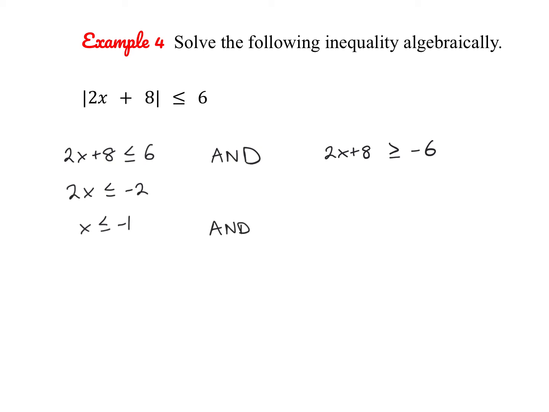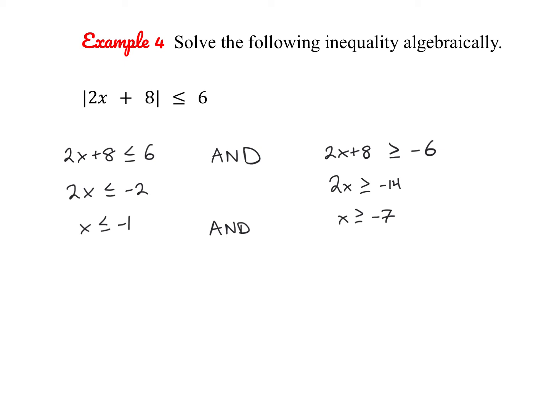And then finish solving here. So 2x is greater than or equal to negative 14. X is greater than or equal to negative 7. So our answer should be everything less than or equal to negative 1 and everything greater than or equal to negative 7. So this we can actually write as a single inequality.